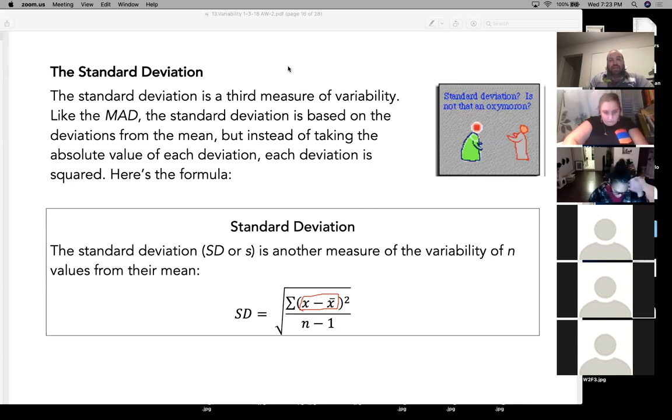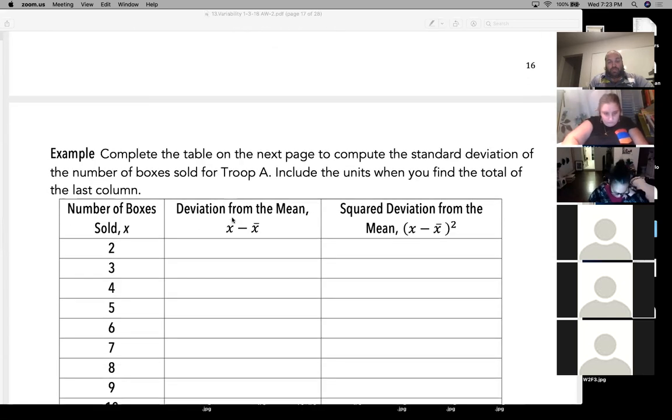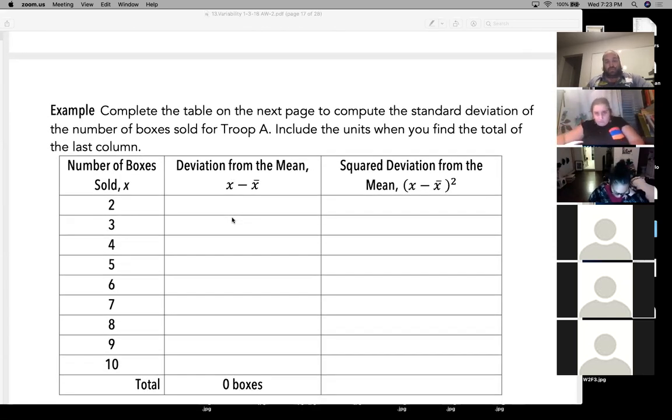Okay. And let's do an example to illustrate this. Okay, the standard deviation. Complete the table on the next page to compute the standard deviation. Oh, I have some text here. Hold on, some messages. I'm so confused. I believe you square each, then add them.